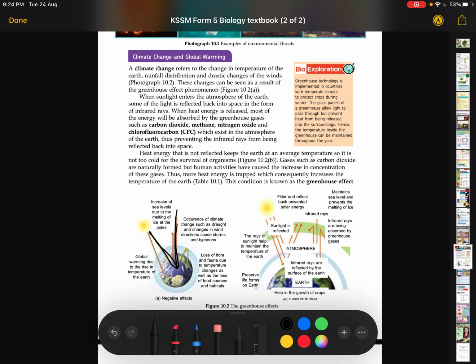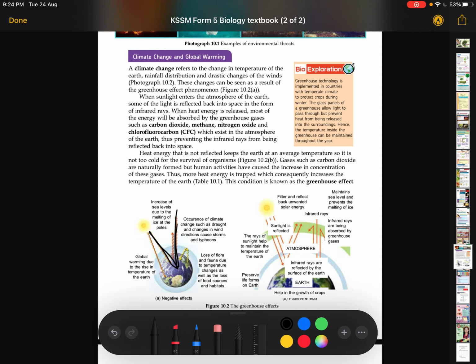However, some gases such as carbon dioxide increase in concentration, so more heat energy is trapped, which consequently increases the temperature of the Earth. What this means is, if Earth were to not have any gases at all, then there would be no heat on this Earth. It will just reflect and then go back. At night it would be very, very cold. So of course, you need some greenhouse gases on Earth to trap some of the heat.